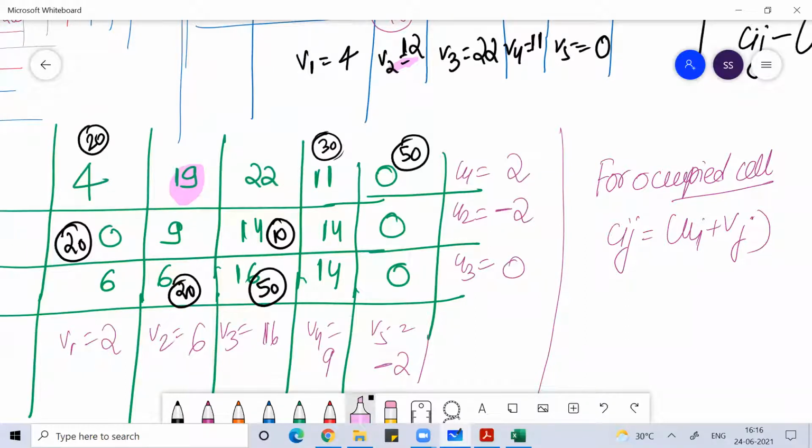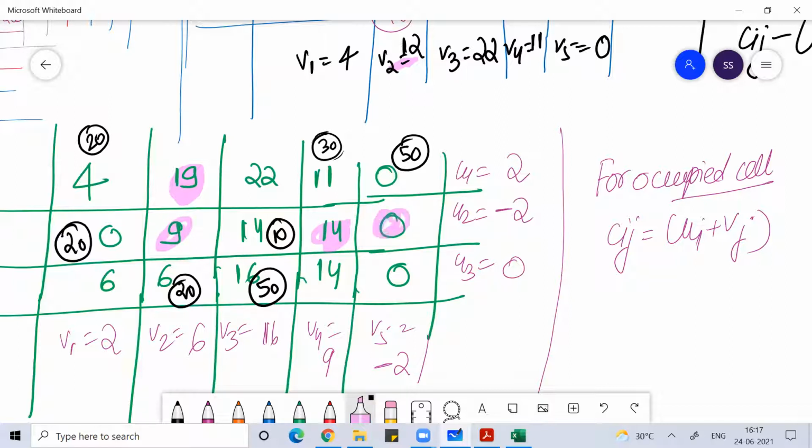So this is 19. So 6 plus 2, 8. 19 minus 8, positive value. 16 plus 2, 18. 22 minus 18, positive 4. Then 6 minus 2 is 4. 9 minus 4 is positive. 9 minus 2, 7. 14 minus 7, positive. One by one we'll do this.